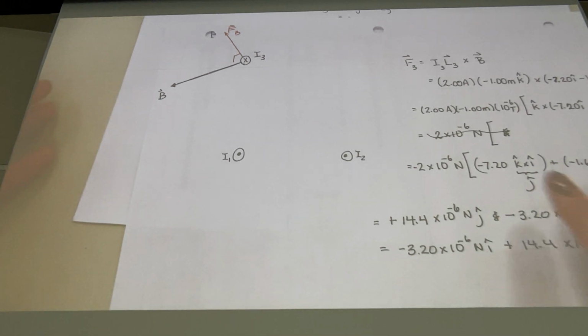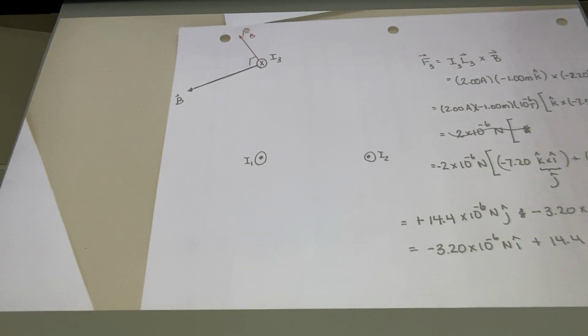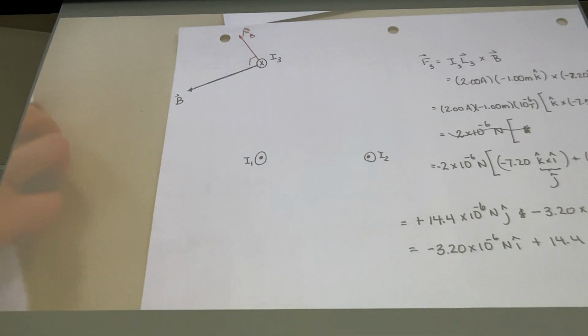So we're going to keep working on magnetic field around current loops or current carrying wires, but we'll switch to looking at a loop instead.